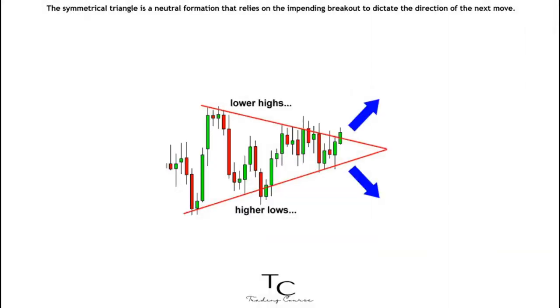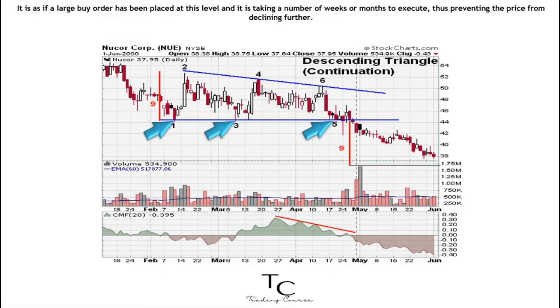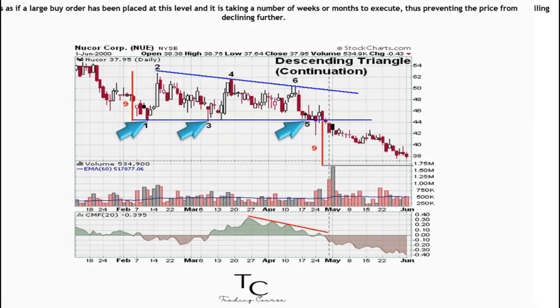The symmetrical triangle is a neutral formation that relies on the impending breakout to dictate the direction of the next move. For the descending triangle, the horizontal line represents demand that prevents the security from declining past a certain level. It is as if a large buy order has been placed at this level and it is taking a number of weeks or months to execute, thus preventing the price from declining further.